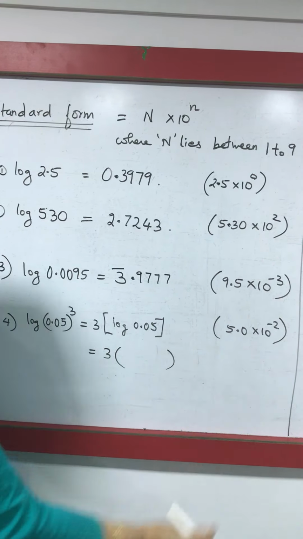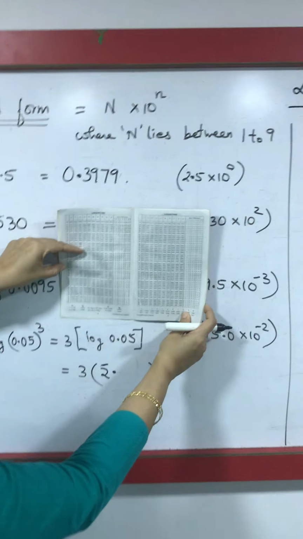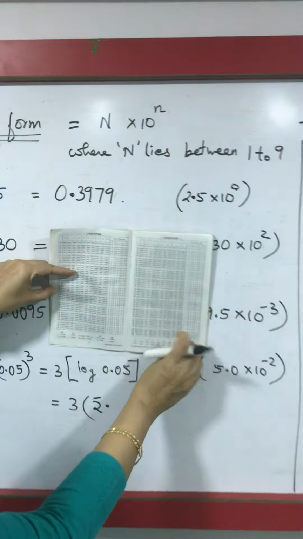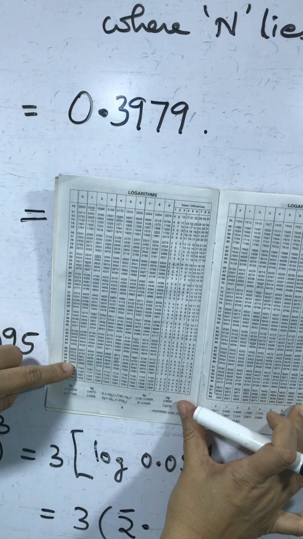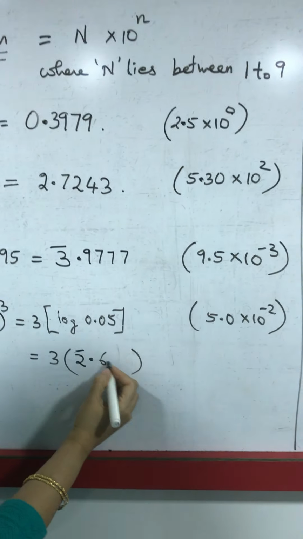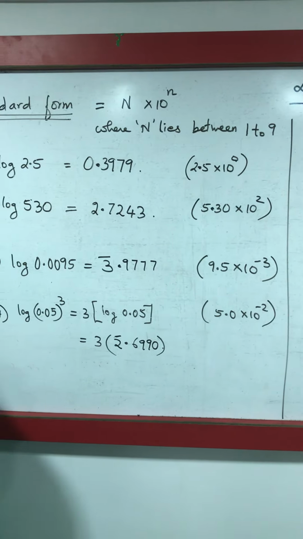So here again the characteristic will be bar 2. If I had to write it as minus 2, then it means that the whole term is negative, which is not. It is only the characteristic that is negative, mantissa is positive. I look into the log tables and I will look out for 5. There is no 5, so we come to 50 and column 0. So that is 6990, which I write here. So this is how you will find the log values.